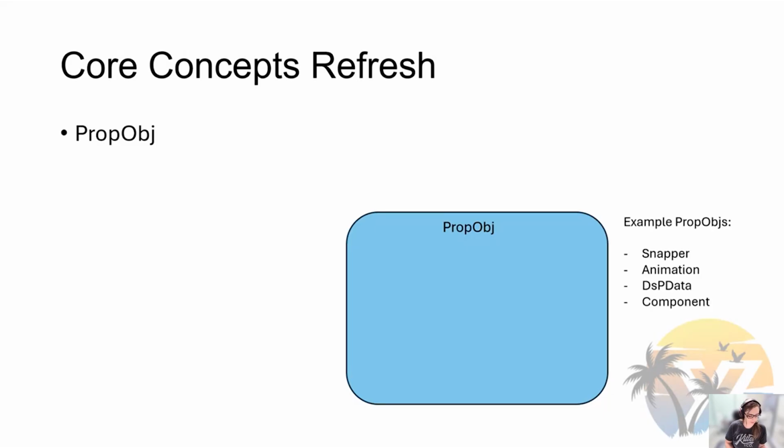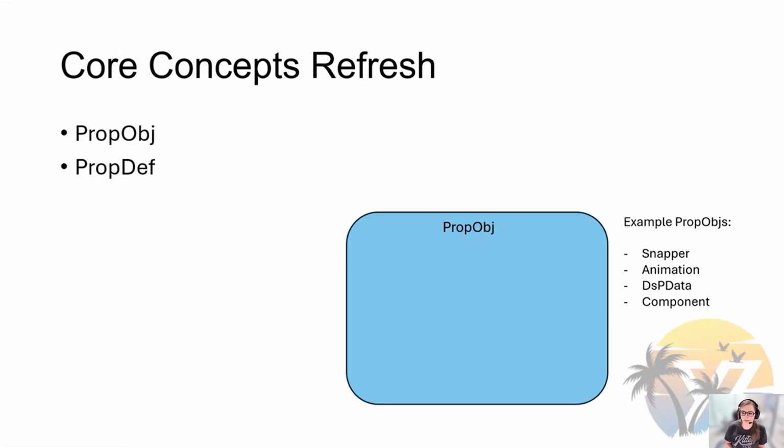Some example prop objects: animations, snappers, data, components. Most things will extend prop object. A couple don't, like window or control, but those have an additional prop object on them, and then it's kind of convoluted in order to still do prop object behaviors on it. But for the most part, most things you're going to interact with are going to be prop objects.